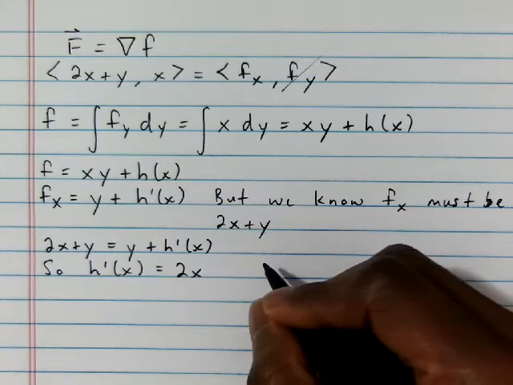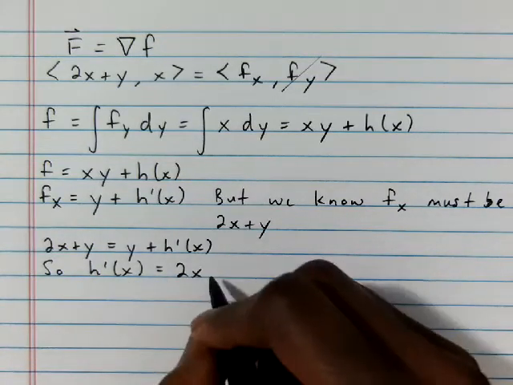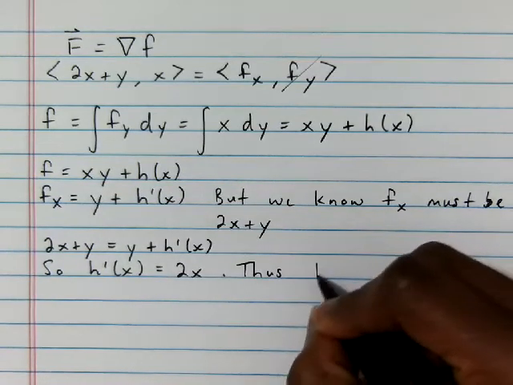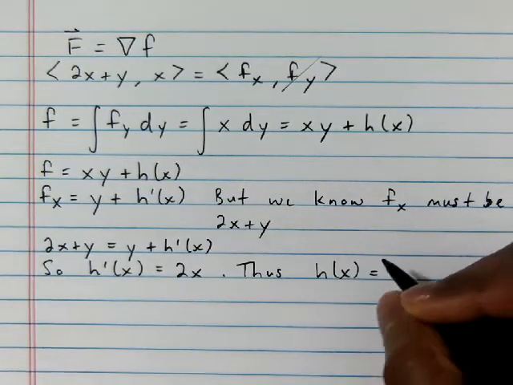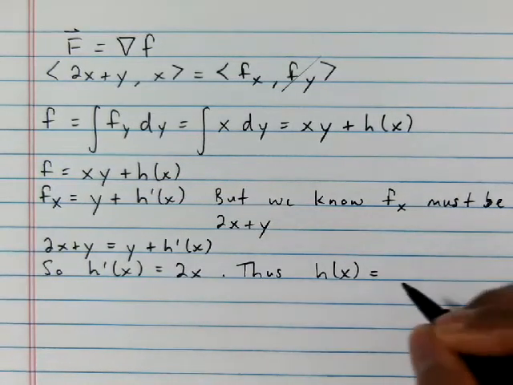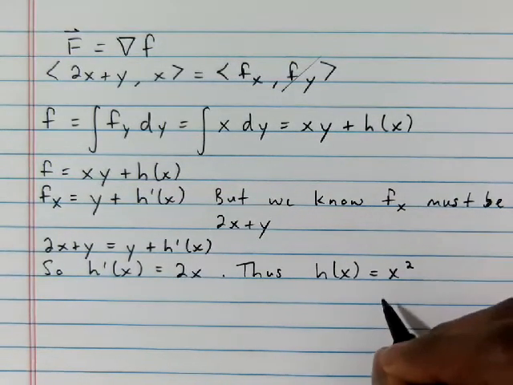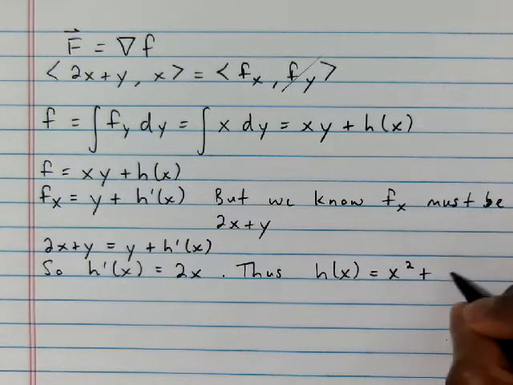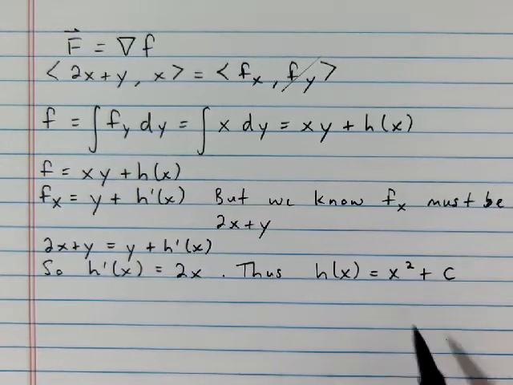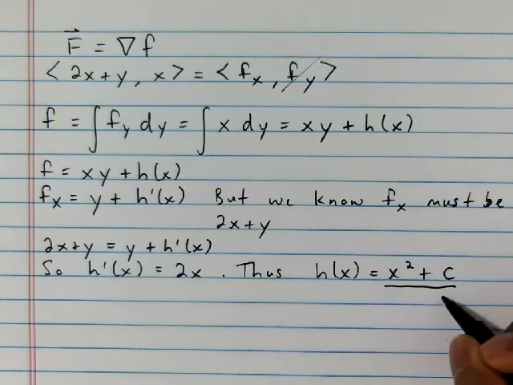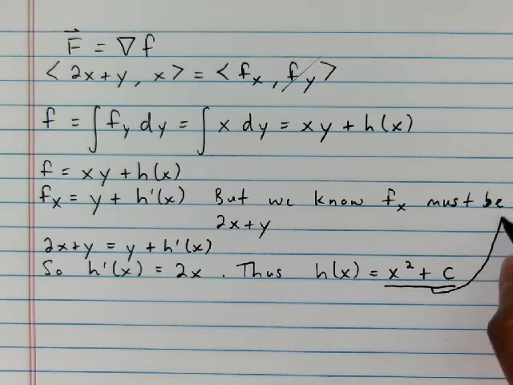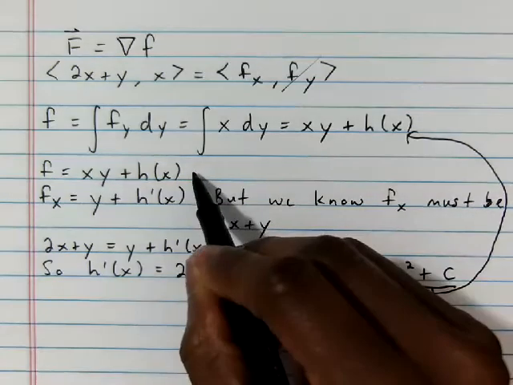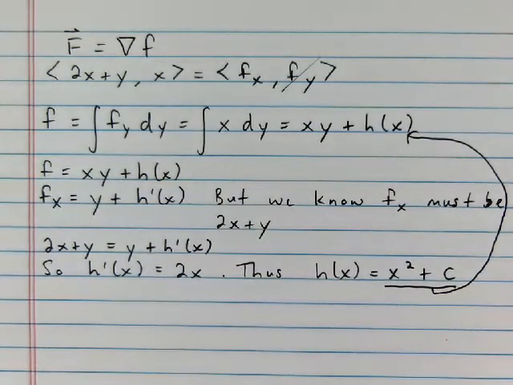And now we integrate both sides of this. Thus, h of x equals 2x squared over 2 plus a constant of integration, and this is just going to be some actual numerical constant. So plus c. And now we're going to take this, and we're going to put it in right there. Or right there, actually, is where I should put my arrow, but either one.